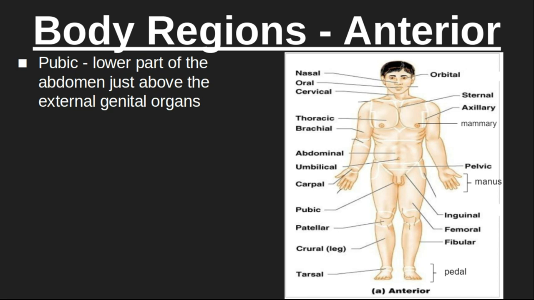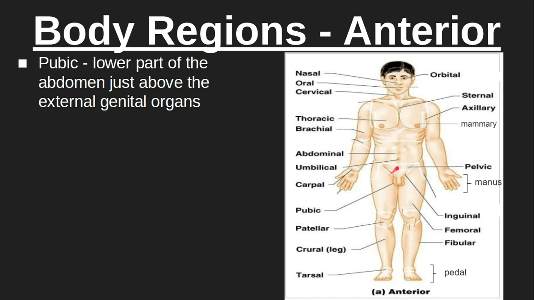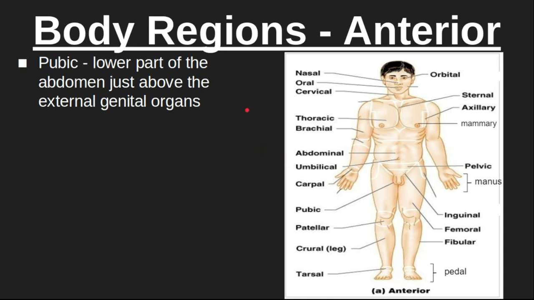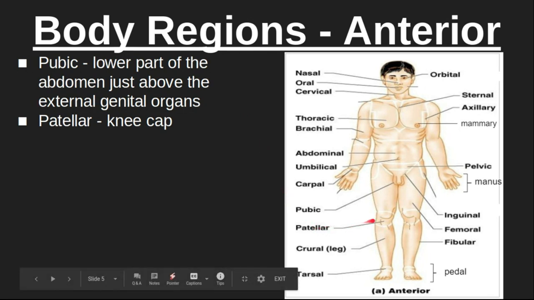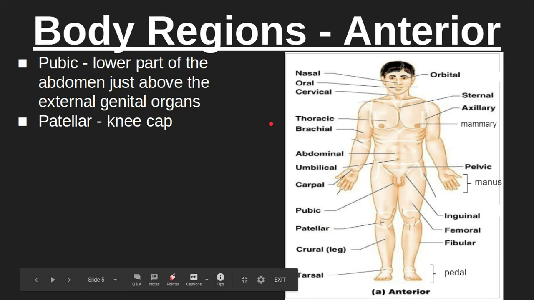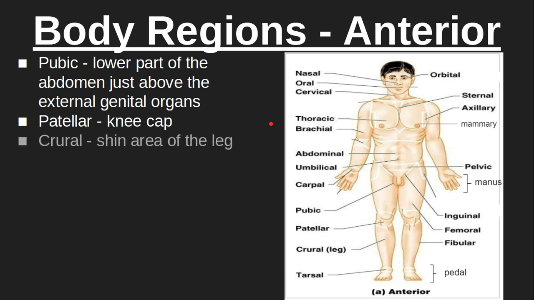The next one is the pubic region, the lower part of the abdomen, right above the external genital organs. We have the male diagram here, but the pubic region is the region where you would find the different genital organs, whether it's male or female. The patellar is the kneecap, the outside portion of the knee there. Again, one that you're probably aware of, like the patella tendon, is one that you're most likely familiar with.